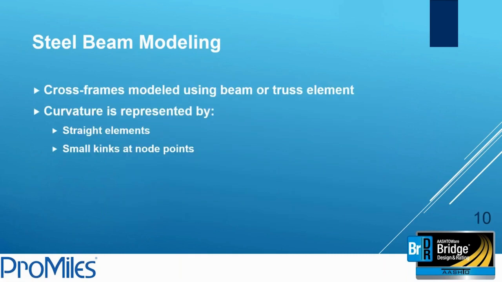We also have steel beam modeling for three-dimensional, or 3D, FEM. We also have cross frames, which are modeled as a beam or truss element based on the end conditions entered by the user in the cross frame definition window. We also have curve modeling for steel girders, where we use small straight elements to model the curve beam, with small kinks at node points. The curve elements are not used for modeling curve bridges.